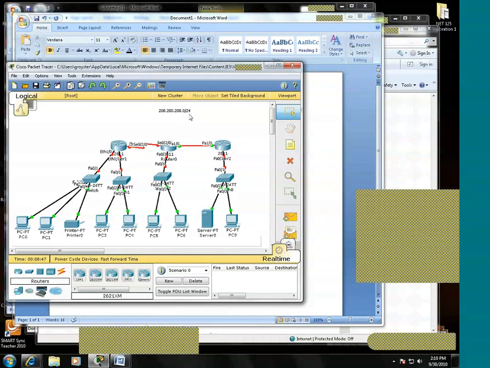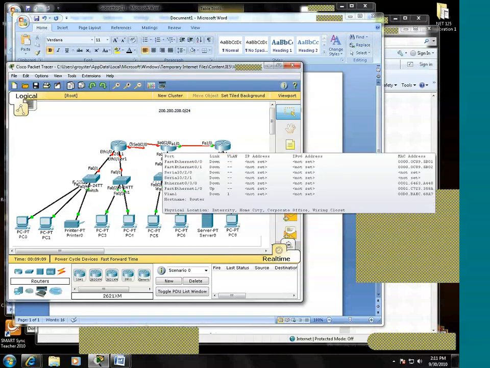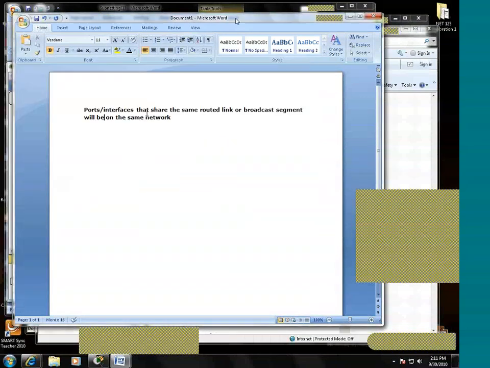And if we recall the subnetting steps that are posted in Moodle, step 1 says determine the required networks. So we have to look at the diagram and figure out how many networks are before us. How many networks are there? Okay. We've already said that this is 1, 2, 3. Okay. And now if we go back to the previous statement, ports, interfaces that share the same routed link or broadcast segment will be on the same network.